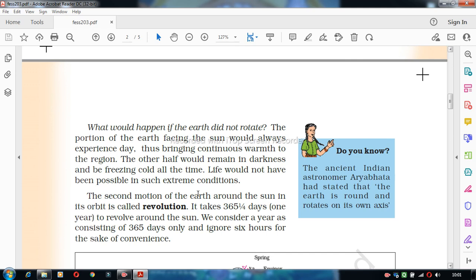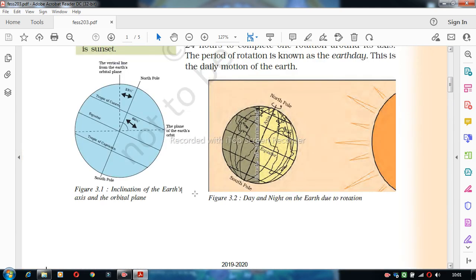But what will happen if the earth does not rotate? The portion of the earth which is facing the sun will always experience the day and bring continuous warmth to that particular region, and the other side is going to have darkness. The other side will have freezing cold all the time, and life would not have been possible in such extreme conditions. What will happen if the earth does not rotate? Simple question here.